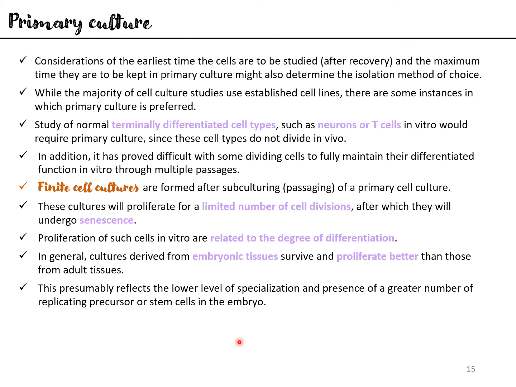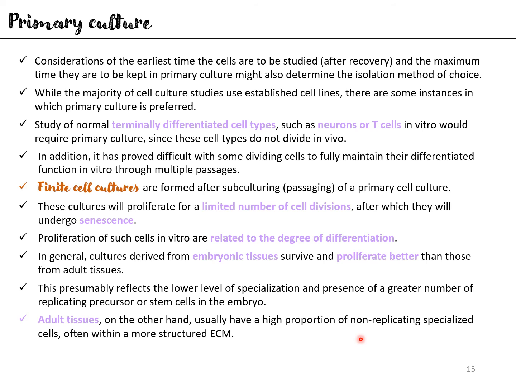This presumably reflects the lower level of specialization and presence of a greater number of replicating precursor or stem cells in the embryo. And that is why embryonic primary cell cultures will survive longer, because they have a greater number of stem cells. Adult tissues, on the other hand, usually have a very high proportion of non-replicating specialized cells, often within a more structured ECM or extracellular matrix. Therefore, propagation is more difficult and the lifespan of the culture is often shorter.